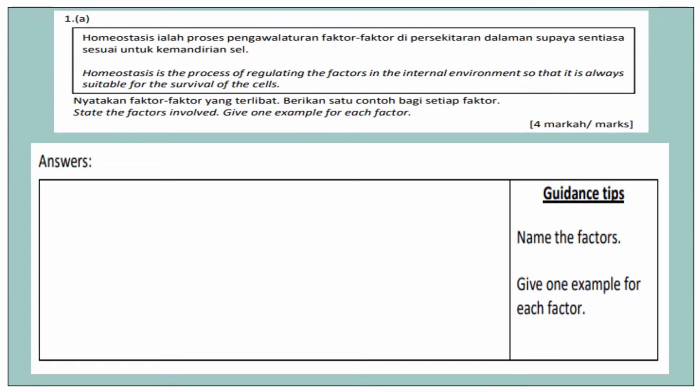Okay, let us look at the first question here. Homeostasis is the process of regulating the factors in the internal environment so that it is always suitable for the survival of the cells. Okay, that's the statement. Now, state the factors involved. Give one example for each factor. So, I already gave you the guidance here. So, the first thing you have to do is name the factors. So, what are the factors?